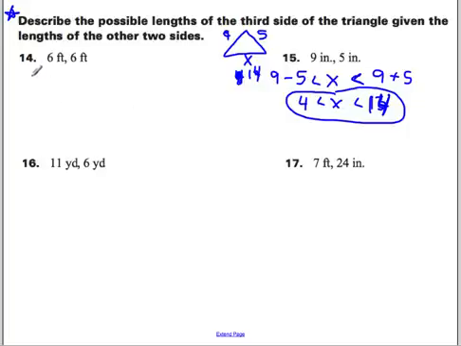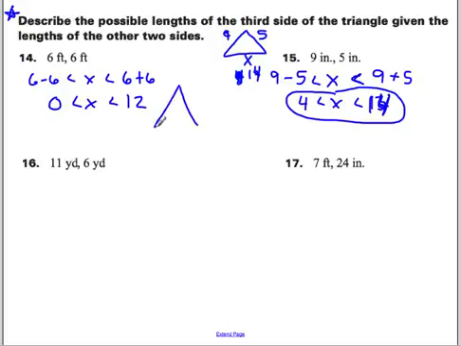Same concept over here. We'll say 6 minus 6 has to be less than x, has to be less than 6 plus 6. So that just means that x has to be some number between 0 and 12. Basically, this is going to be an isosceles triangle. This is going to be 6, this is going to be 6. This just has to be some number between 0 and 12.